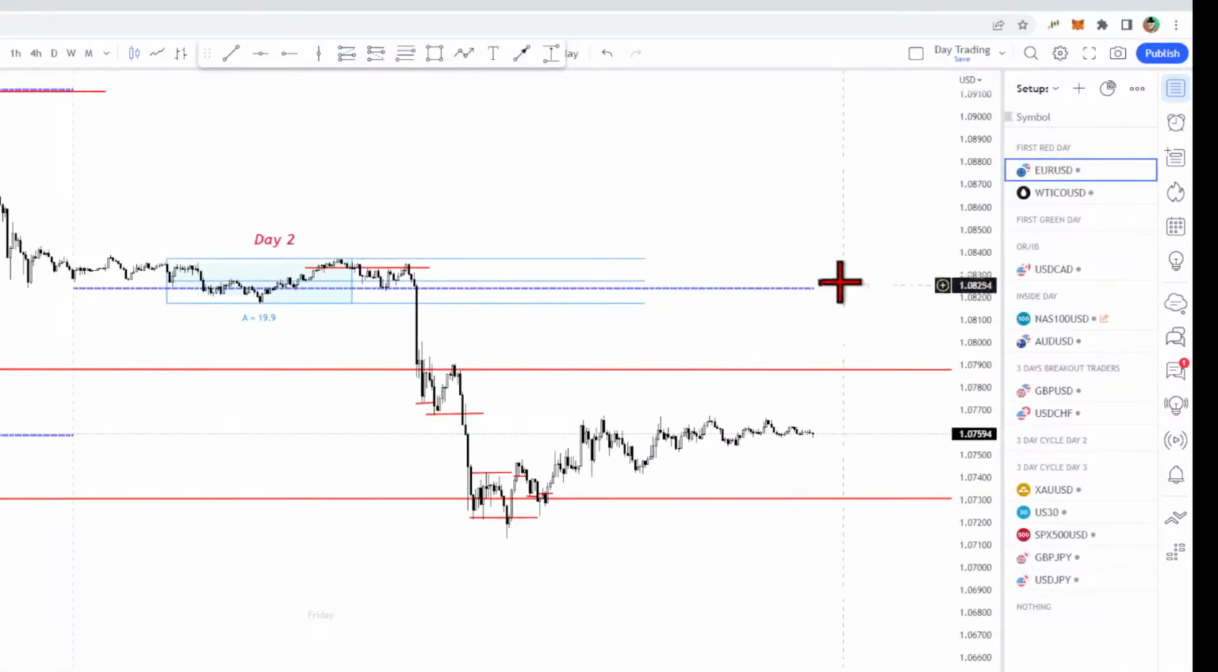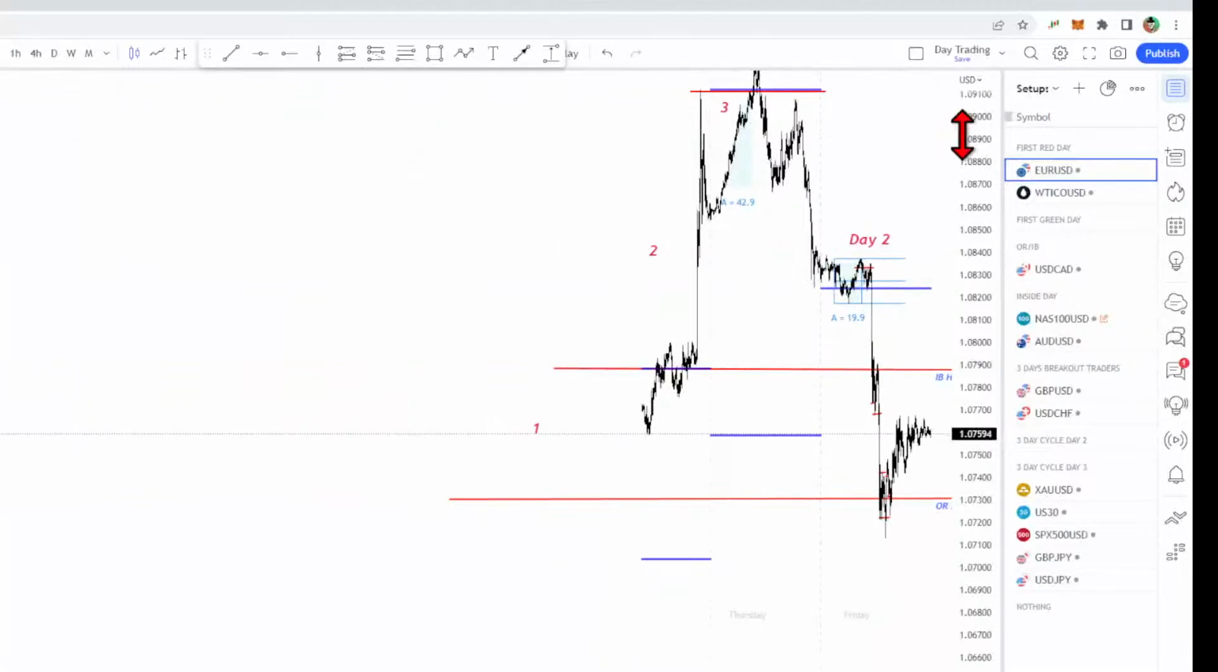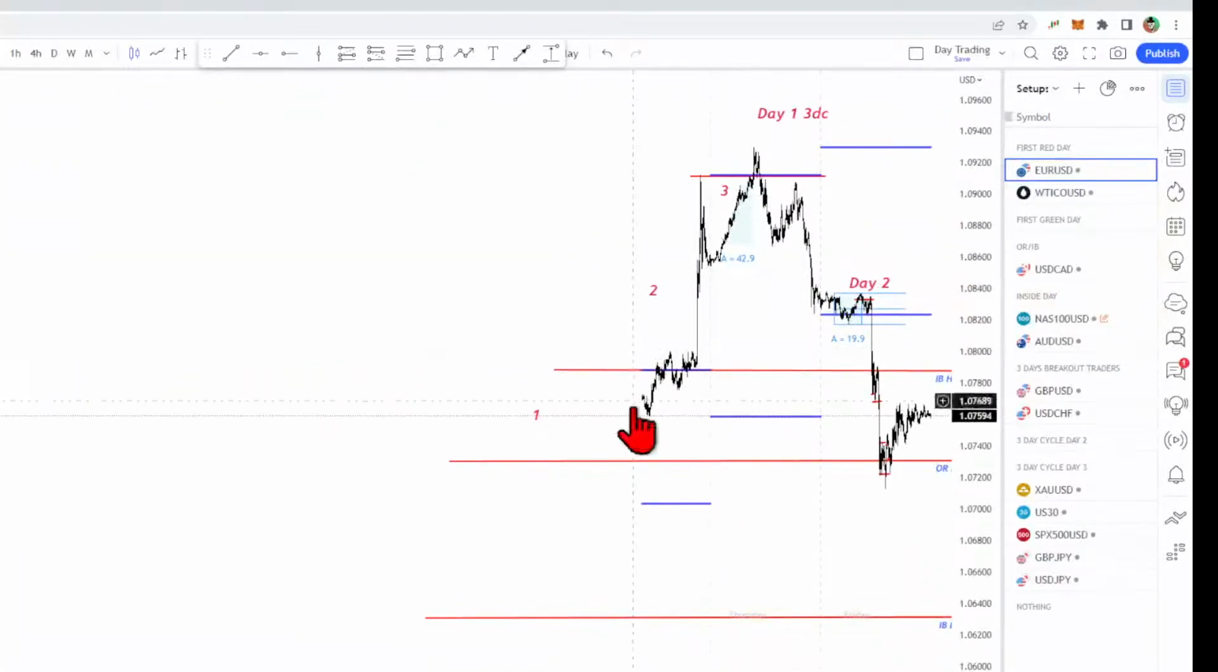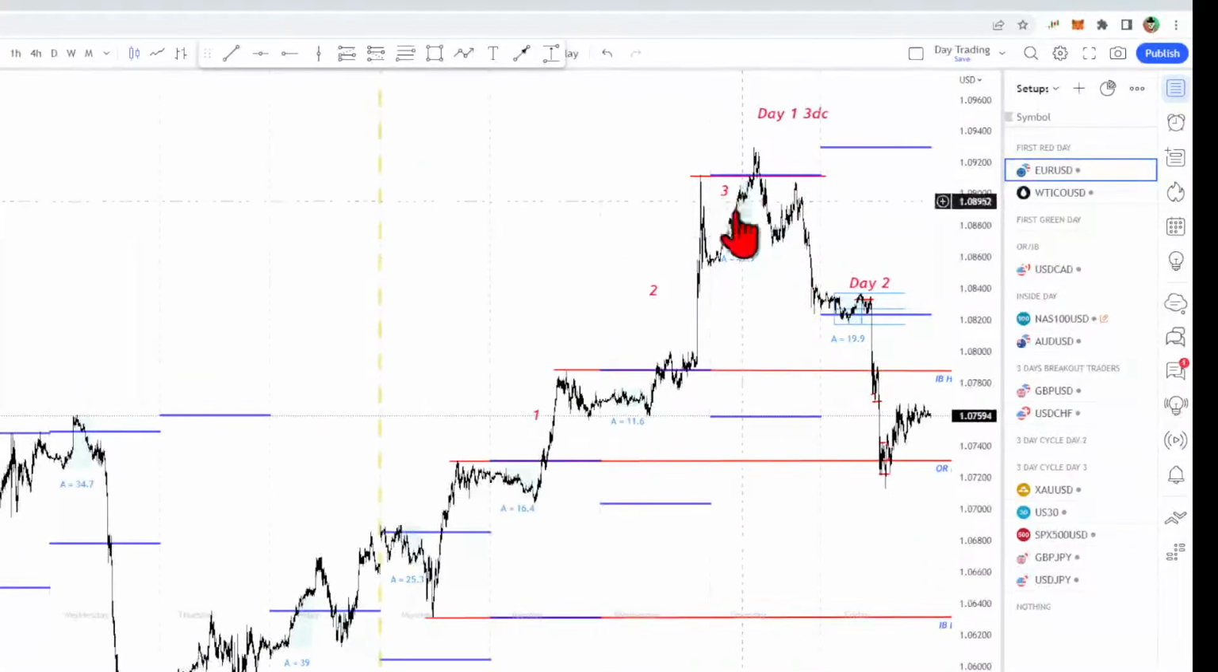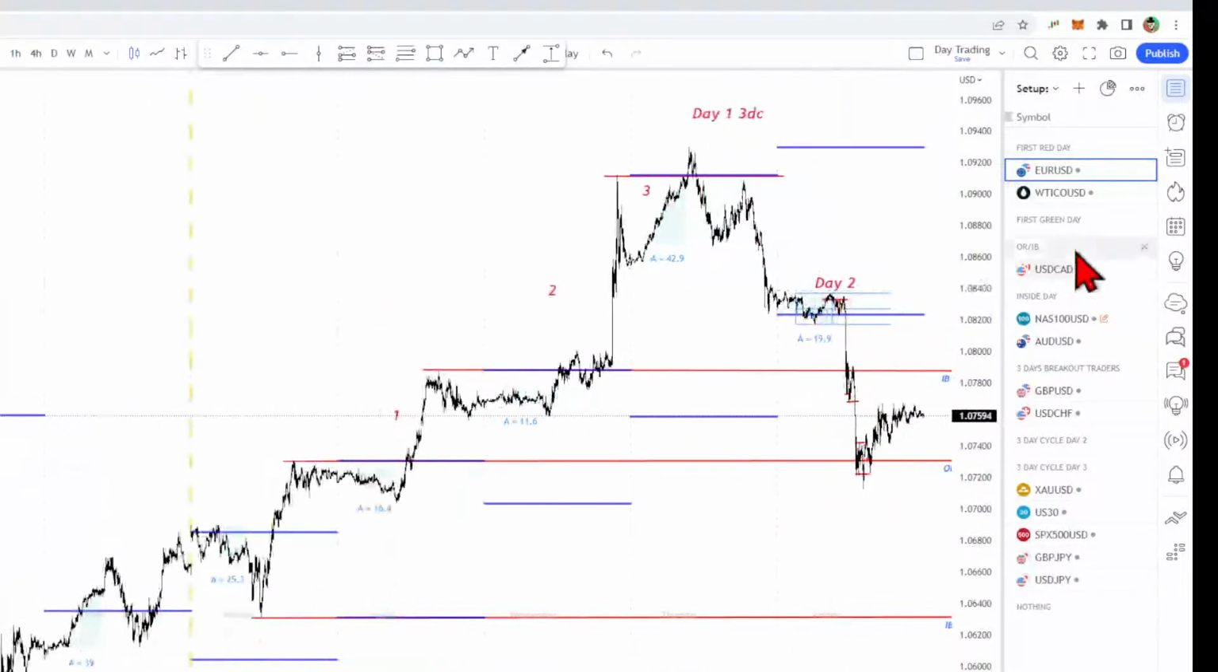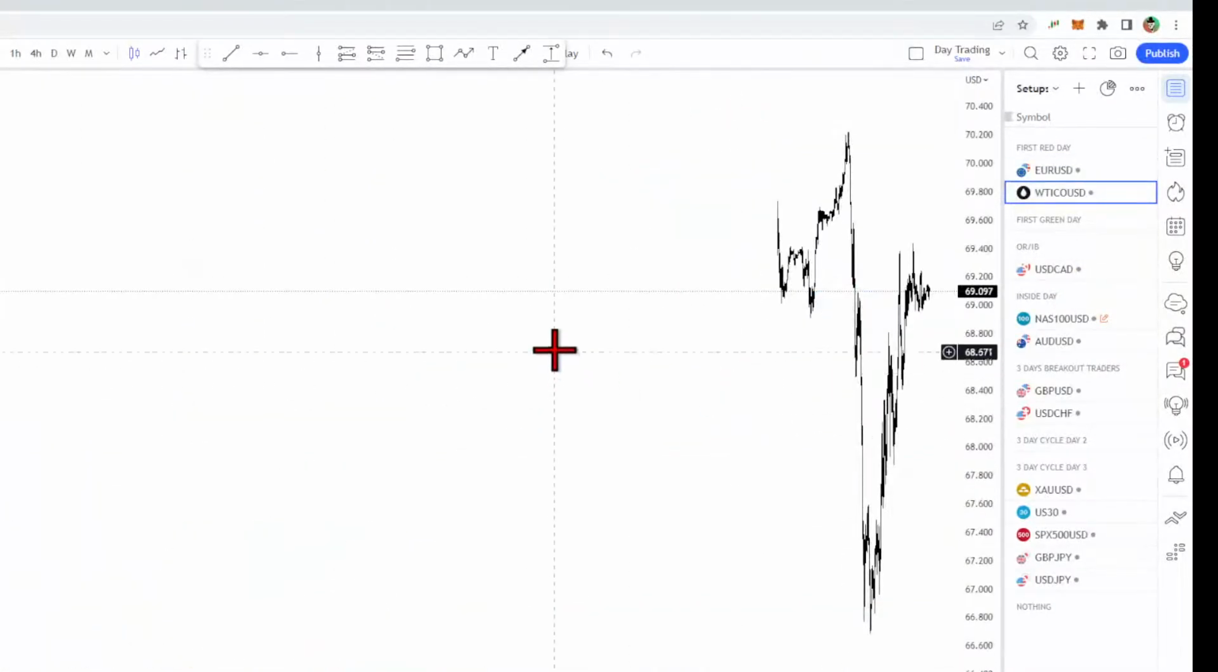So that's the euro. That was the whole week for the euro. The whole idea is, if you want to take one great trade, there it is right there. 1, 2, 3 to the high. Stop hunts the high, first red day. Let's go to oil.